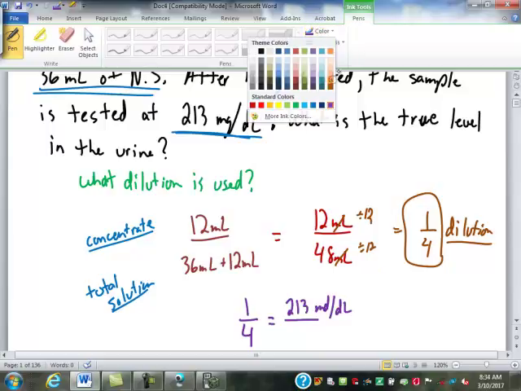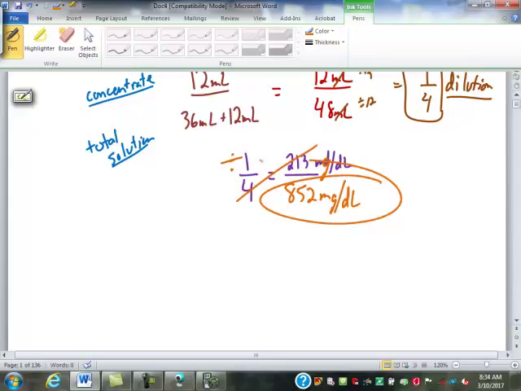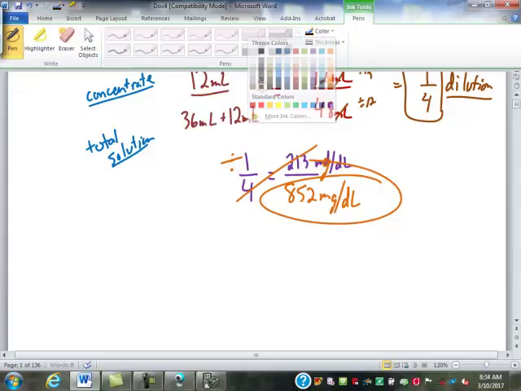So to get our true reading, we can cross multiply and divide. 4 times 213 divided by 1, which is going to give us 852 milligrams per deciliter. Any questions on that? Okay, so just some quick reviews of last week's, the dilutions.